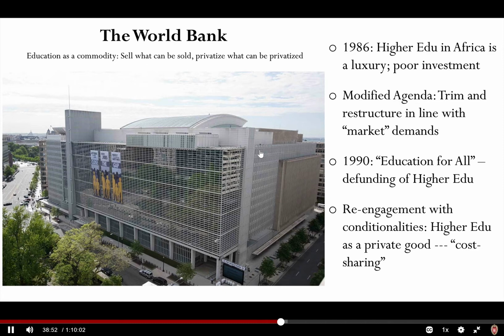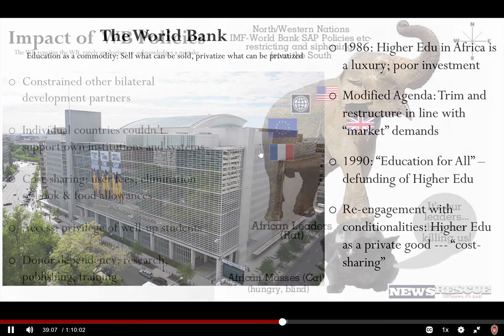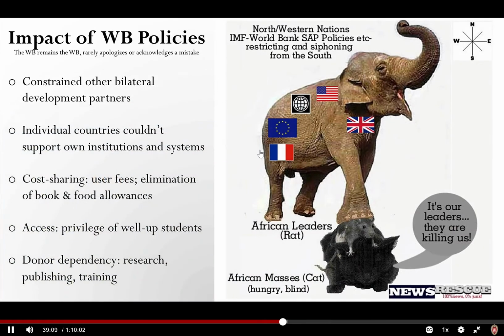And these same areas that are critical to African heritage and keeping it alive are being defunded, and it becomes very critical to make sure that there are other funding streams that would support these projects. What were some of the impacts of the World Bank's policies on higher education in the continent?